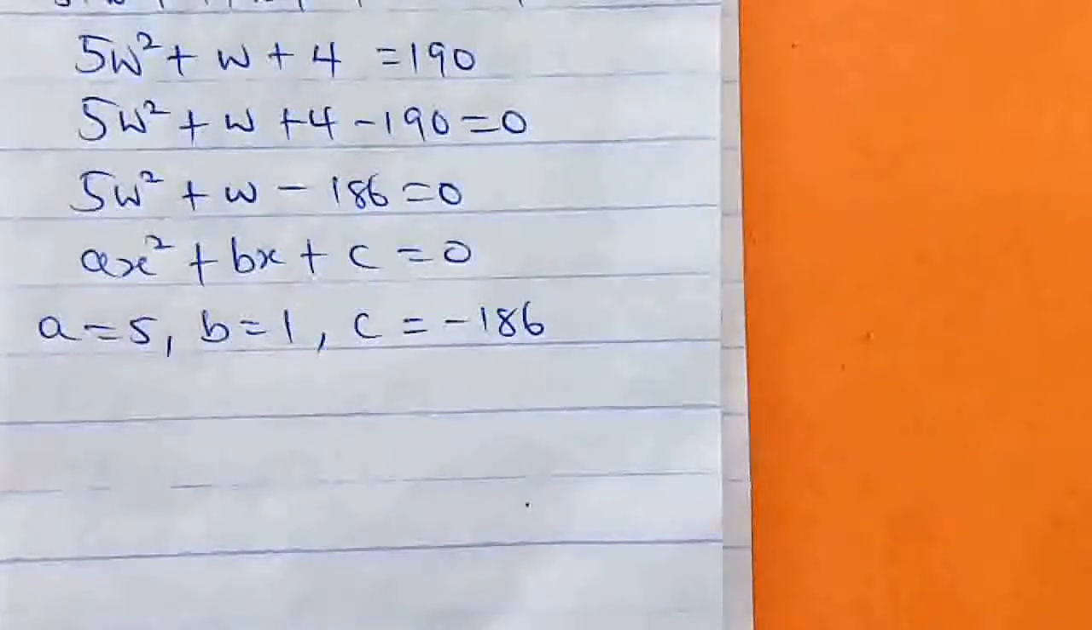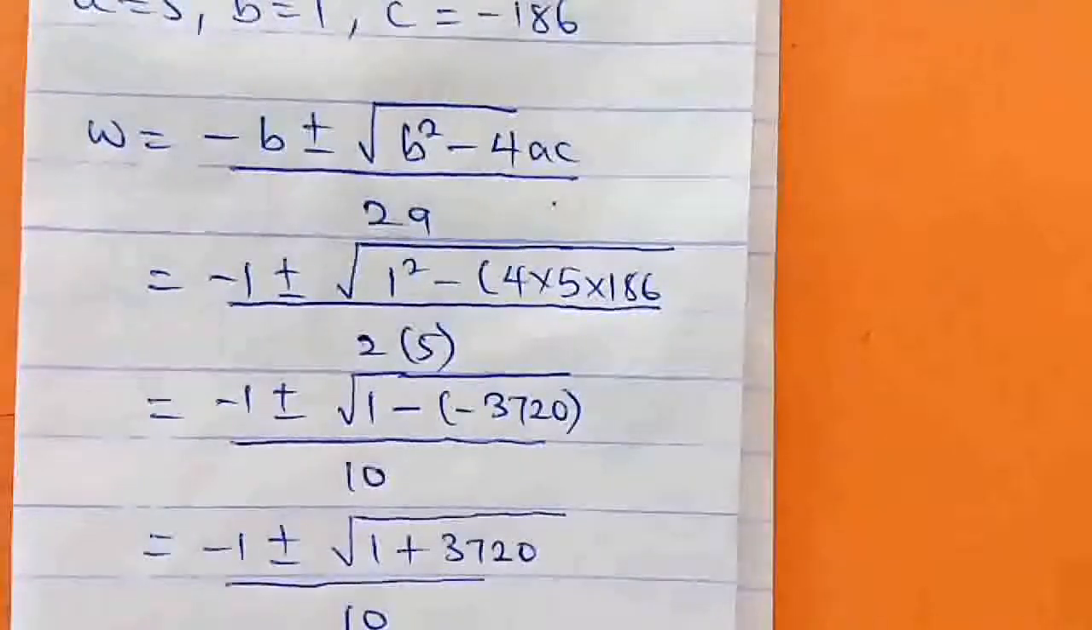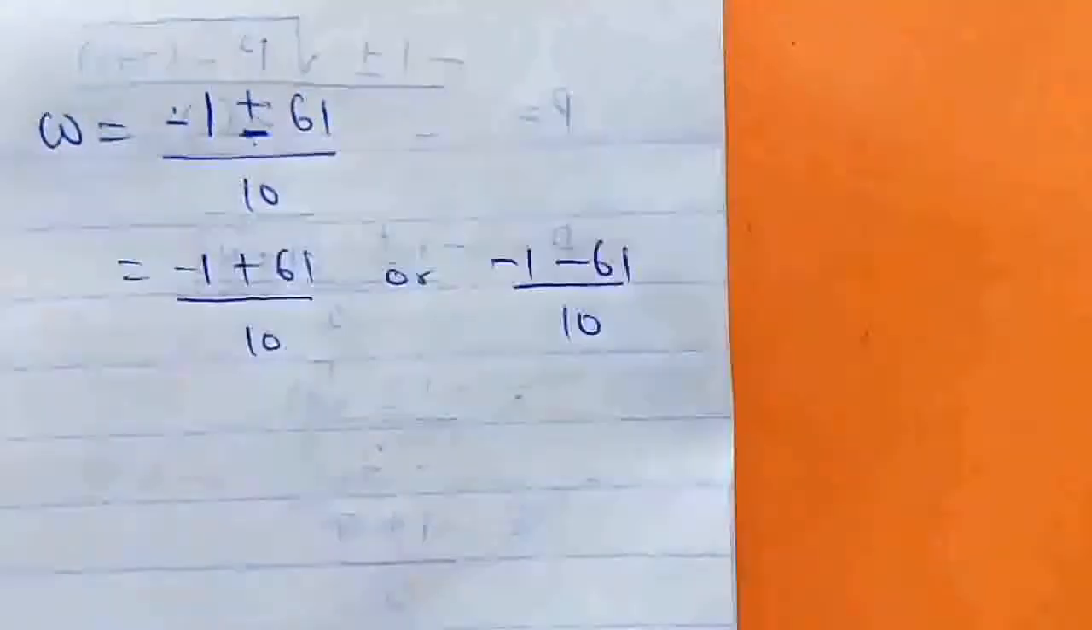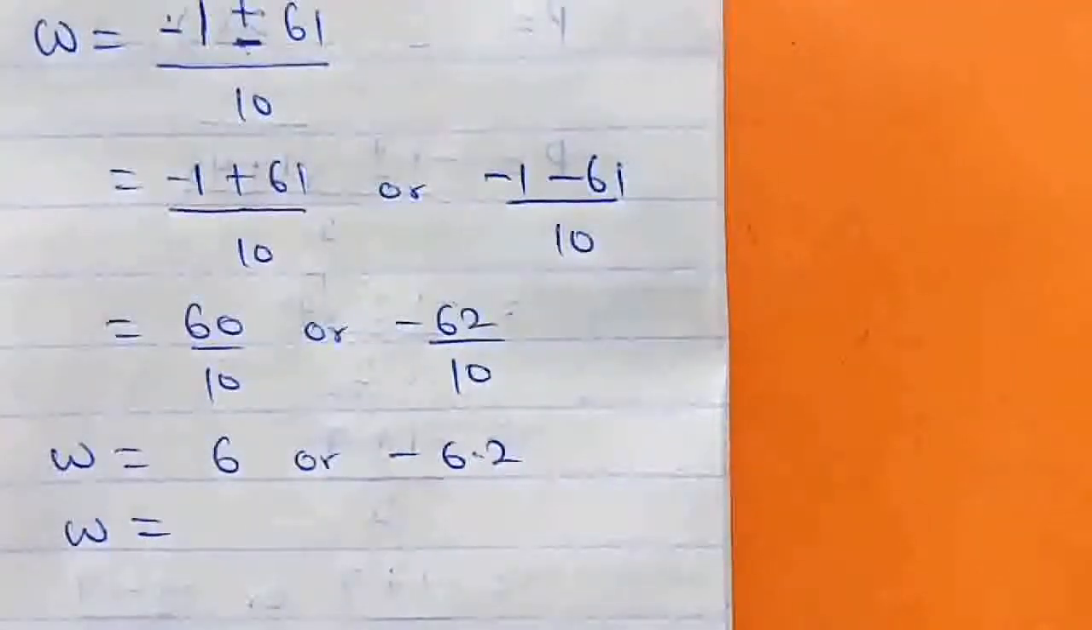we will have, further will give us, this further gives us, we will try the plus and we'll try the negative. We will have, further will give us, either w is equal to 6 or w equals minus 6.2. And w cannot be a negative value, and also w cannot be a number that has digits after a decimal point. Therefore, w is equal to 6.